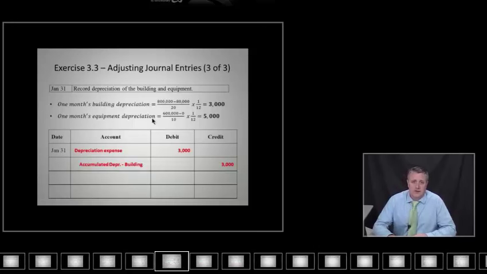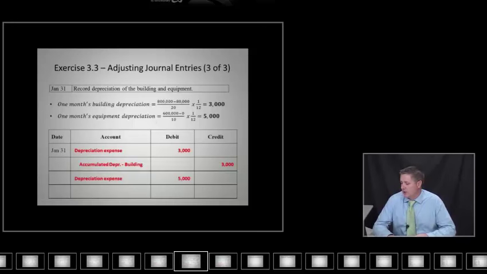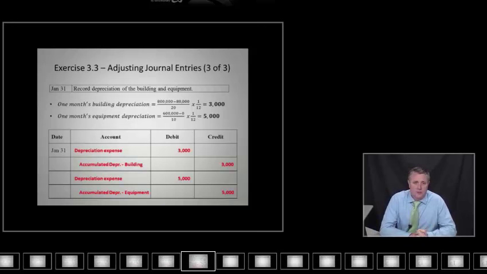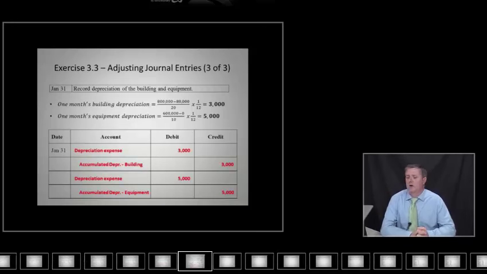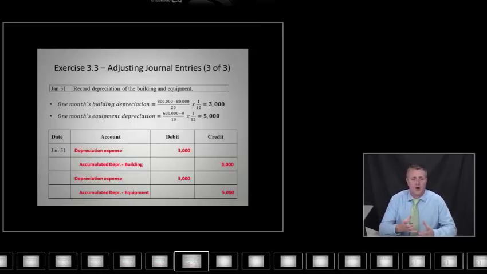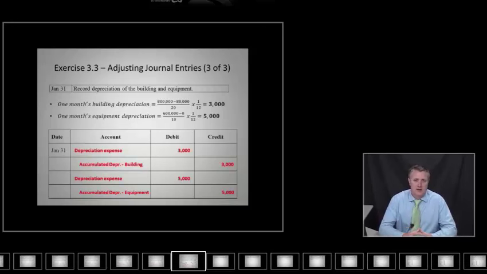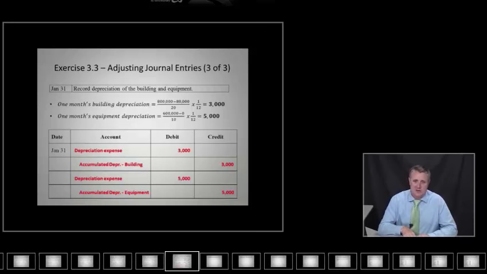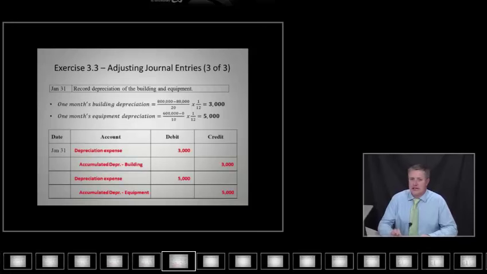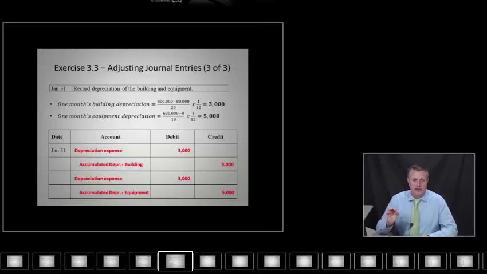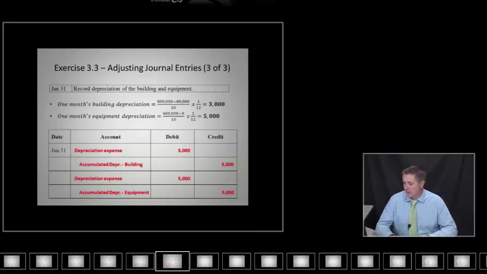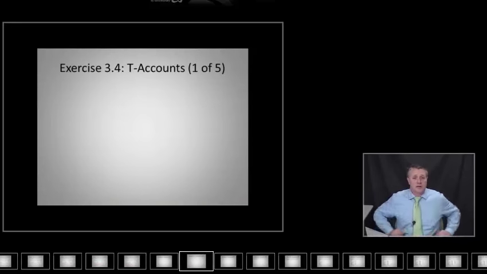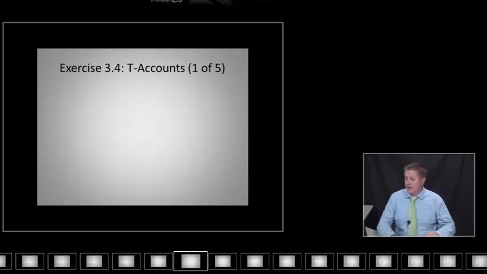Now for the equipment, the accounts are going to be very similar. Debit depreciation expense for $5,000, but instead credit accumulated depreciation related specifically to the equipment. So it's appropriate to lump all depreciation expense into one account, but it's not appropriate to lump accumulated depreciation of specific assets into one account. Okay, so each specific asset would have to have its own specific accumulated depreciation account. So that takes us through the adjusting entries that are necessary in exercise 3.3.